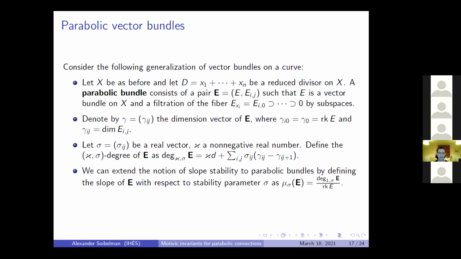So there's some additional parameter sigma, which is just going to be a vector of real numbers, and these are going to be weighting up the dimensions of the quotient spaces of the adjacent vector spaces in this flag, or in each of the flags. And I'm doing this in a slightly non-standard way, talking about kappa sigma degree instead of just parabolic degree.